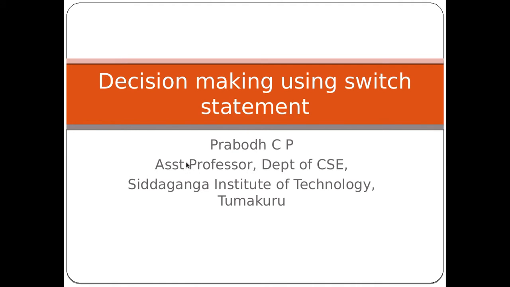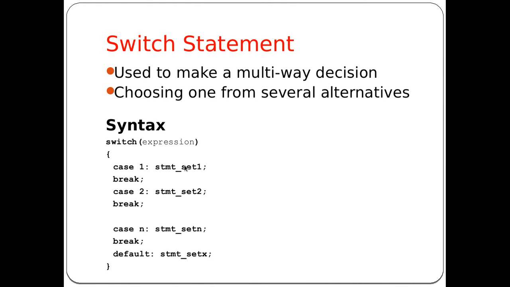So first let's see what the switch statement is. Switch is used to make a multi-way decision. So what do we mean by a multi-way decision? So sometimes we need to choose from multiple options. It will not be just like choosing from true or false. So in such scenarios we use switch statement which allows us to choose one from several alternatives.